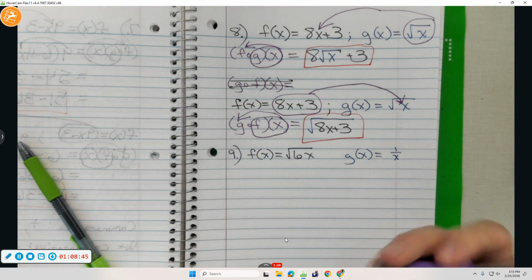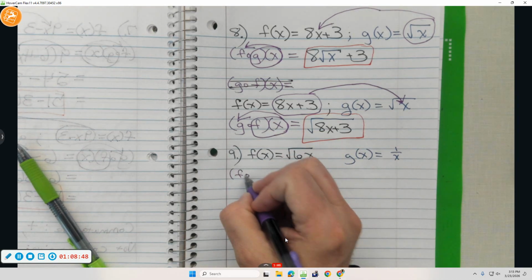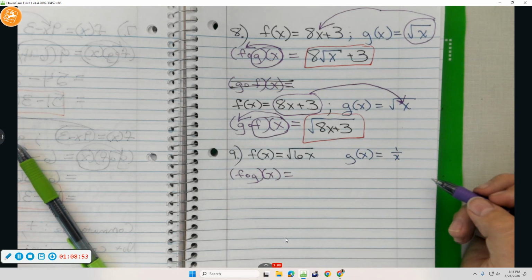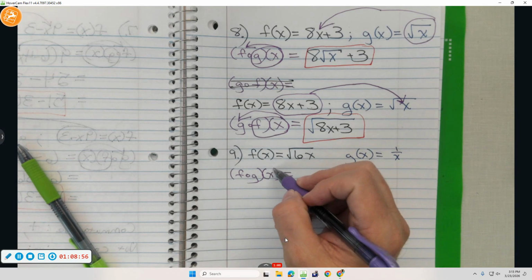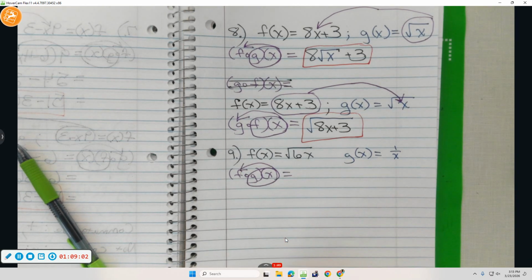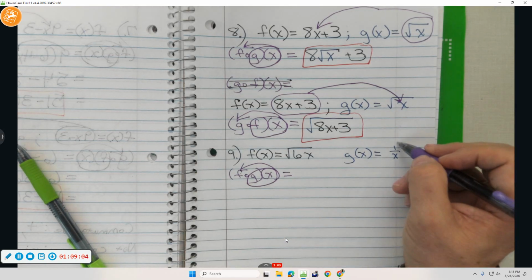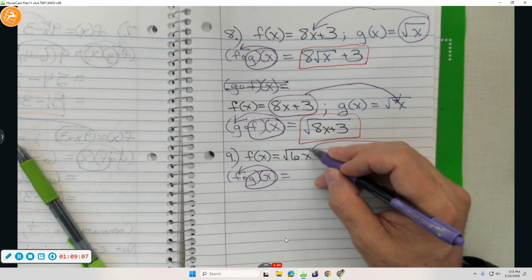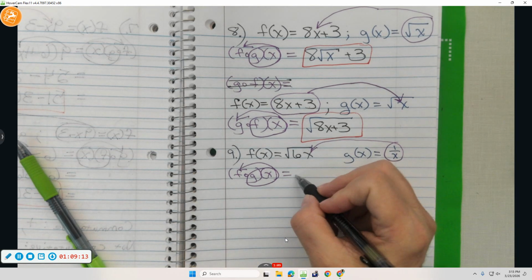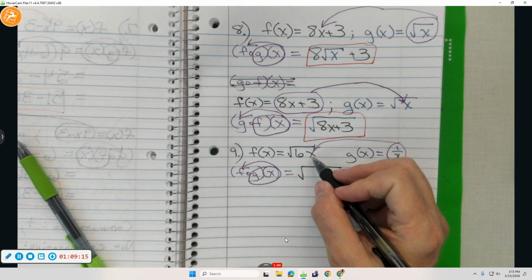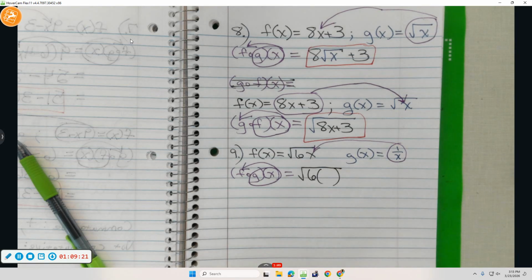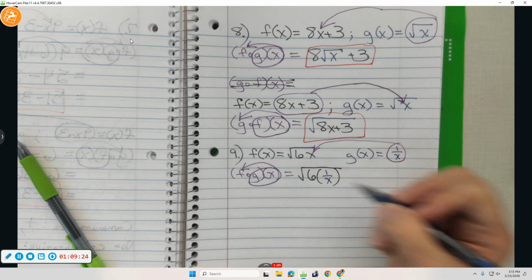So f composed with g at x. You take g of x and plug it into f. Do y'all follow those little circles? We're taking g of x and we're plugging it in over here in place of x. So we have a square root. That x is underneath the radical. That means the 1 over x will also be under the radical.